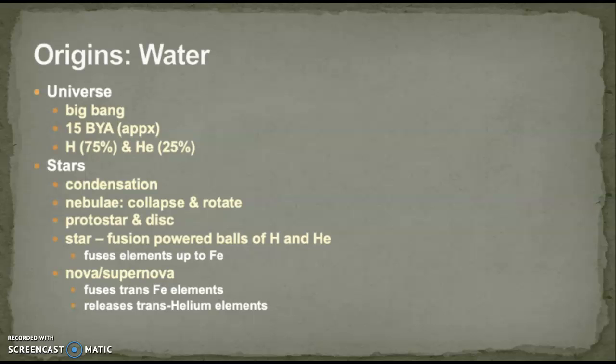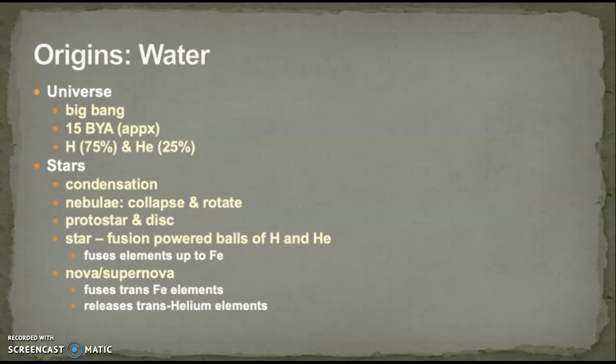Stars condense from hydrogen and helium gas, and they collapse and begin to rotate. We'll take a little look at the next slide on exactly how stars and planets form. We'll see the protostar and the disk. But what you need to know at this point for creating water is how a star works. Once that nebula forms through the condensation of these gases, essentially the gases are forming little drops of liquid and little bits of ice.